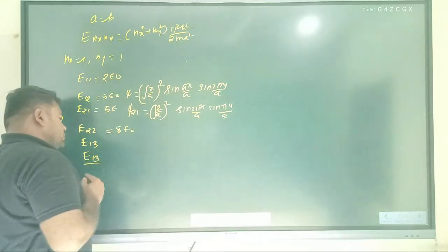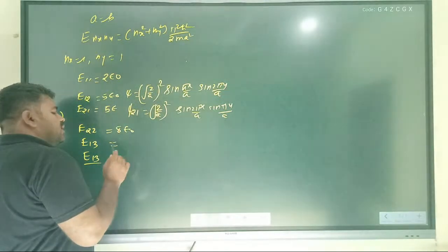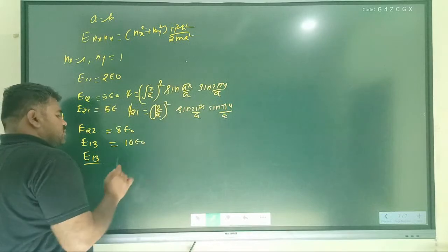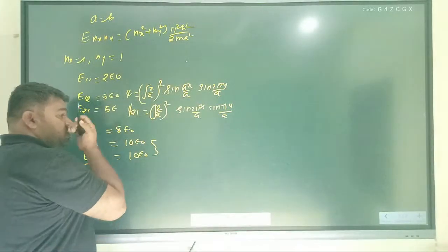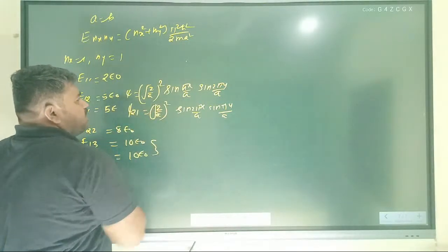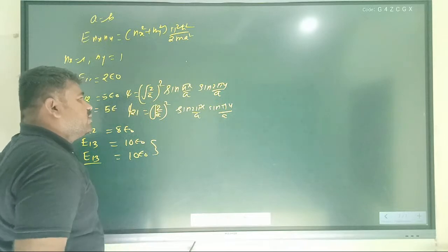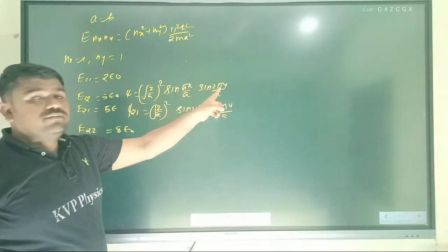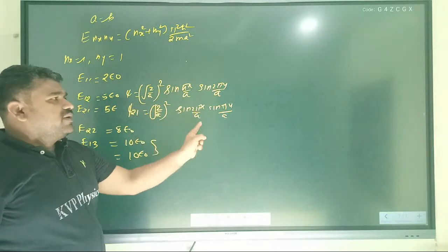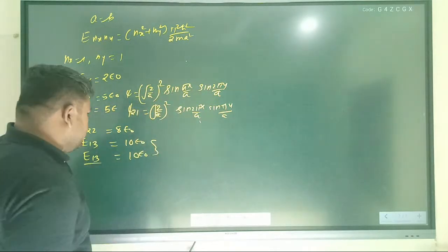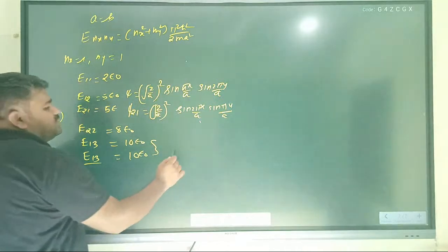Clear? Next, 1 3, we're getting the 9 plus 1 10 epsilon naught. This is also getting 10 epsilon naught. How many wave functions give the 10 epsilon naught? The two wave functions. Which two wave functions? Root 2 upon a bracket square into sin pi x upon a into sin 3 pi x upon a. Second wave function, sin 3 pi x upon a into sin pi x upon a. Clear? Means here degeneracy is 2.